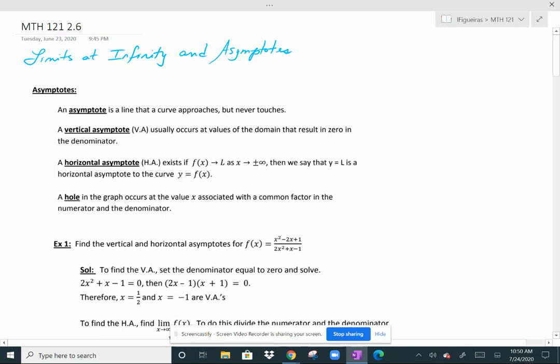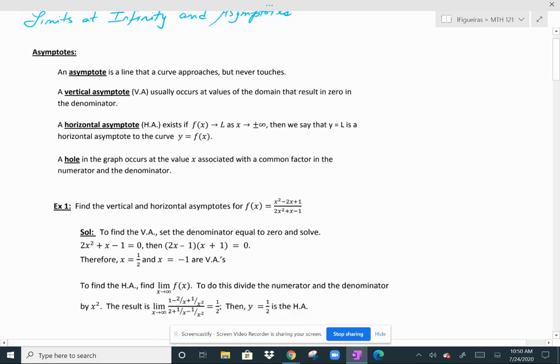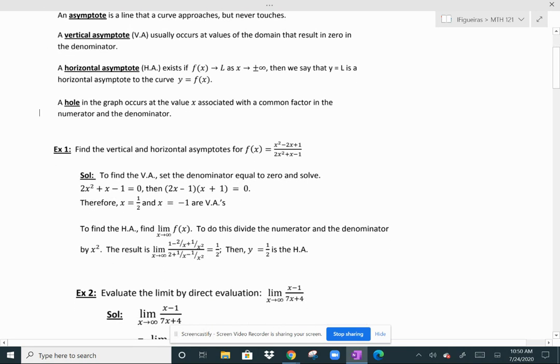All right, so let's study some of this. We want to find vertical and horizontal asymptotes for this function. This is a rational function with a second degree polynomial in the numerator and also in the denominator. So to find our vertical asymptote, we're going to set our denominator equal to 0, which basically means I need to solve this quadratic equation.